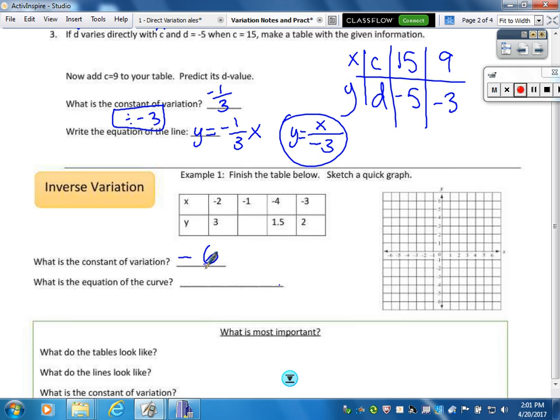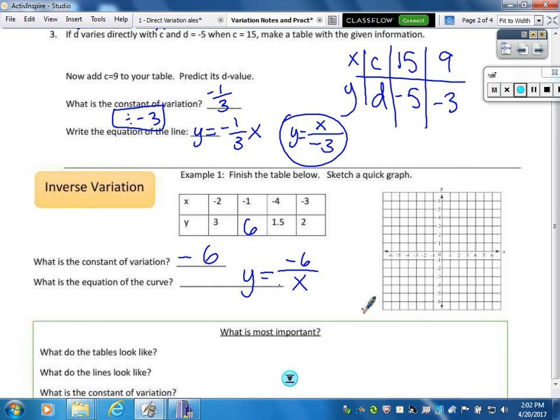Now we've got to write the equation of the curve, though we should probably finish the table first. So we've got to figure this out. Negative 1 times what would make negative 6? Negative 1 times 6. And the equation of the curve looks exactly like this. So if you didn't know what that value was, what you would do is divide your negative 6 by your x value to figure out the missing one.